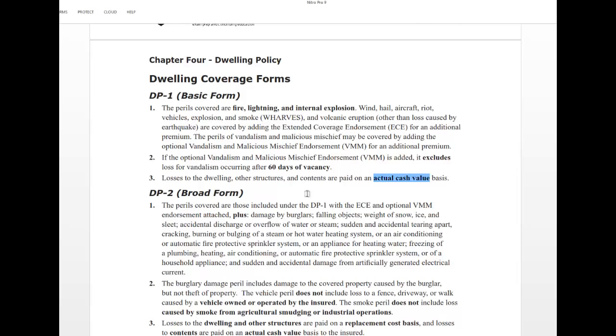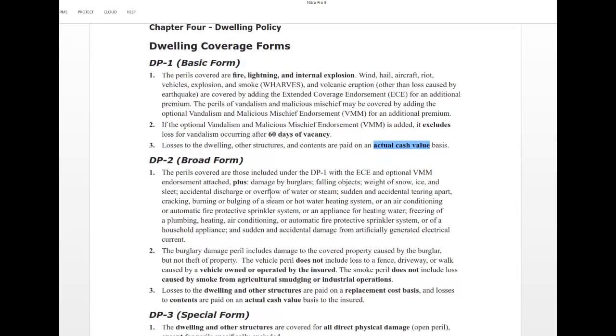So actual cash value would take into account any kind of depreciation that would occur. Okay, now here again is the broad form, if you recall. So this is the dwelling policy, broad form, and the broad form covers everything that the basic dwelling does. It contains this ECE and VMM, right? Plus it's damaged by the burglar. Now here's the falling object, the weight of snow and ice, sleet. I was telling you about the asteroid.